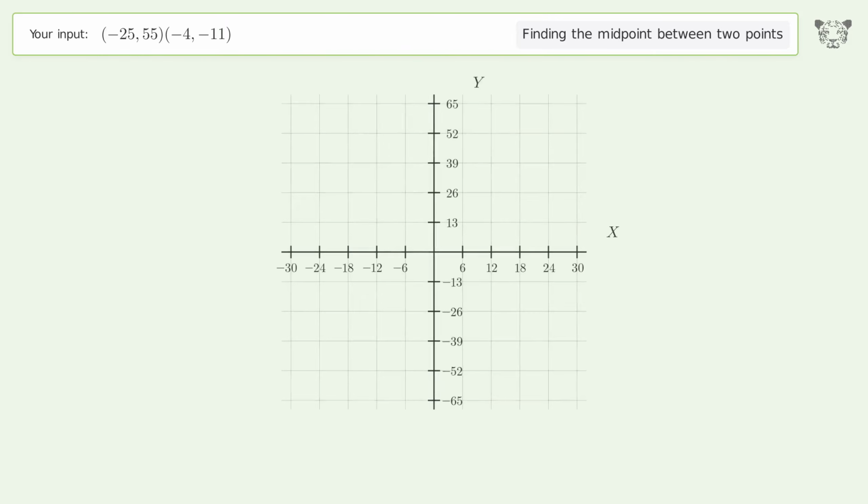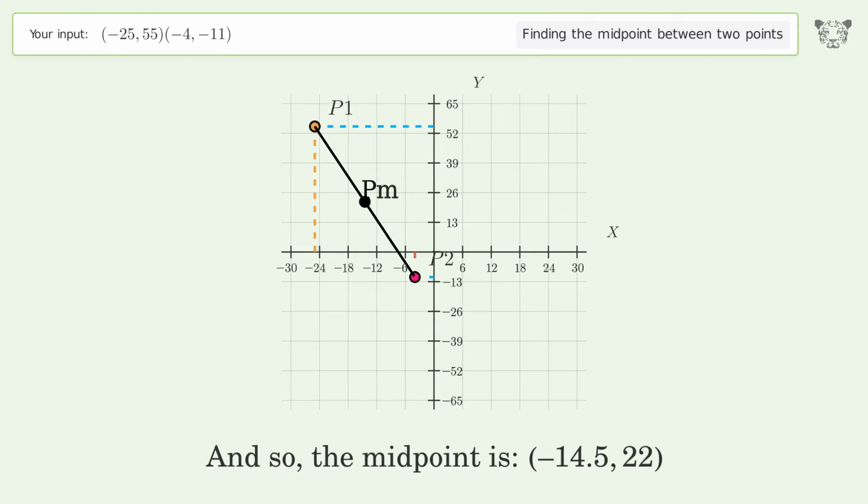And so, the midpoint is negative 14.5, 22.